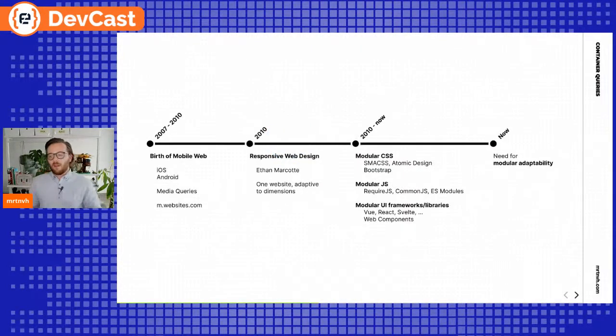Okay, let's take a look at how we got to a moment where we require modular adaptability, why we need something that can act on container dimensions, and why we need something in CSS.